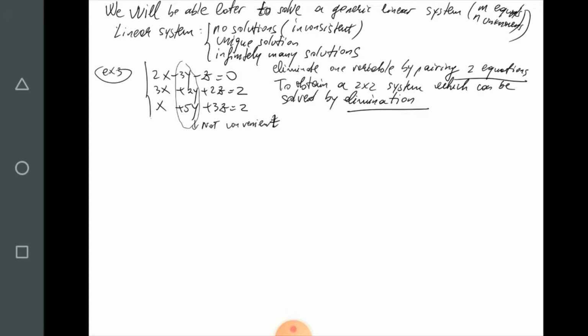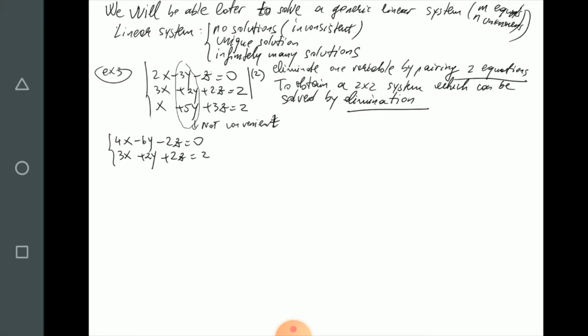So how do I eliminate z? Well, if I take the first two equations, I can multiply the first equation by 2, and that creates opposite signs for the coefficients of z. So the coefficients of z become opposite to each other. So I can take the first two equations. First one multiplied by 2, as I said before, so 4x minus 6y minus 2z equals 0. The second equation is the same.